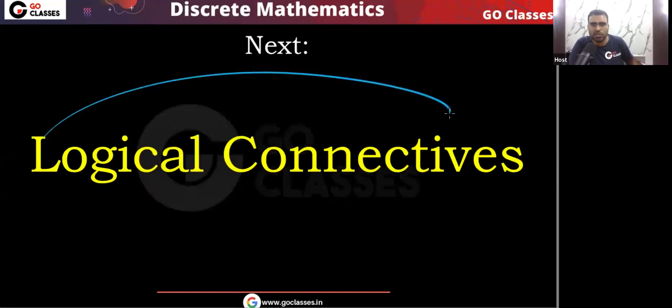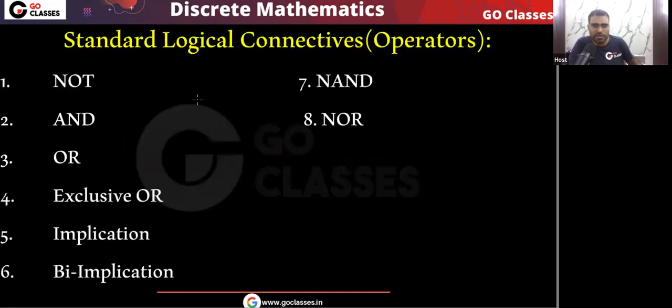Now let's see logical connectives. This is our next topic, logical connectives. These are the standard logical connectives that we need to study. You can call them operators or you can call them connectives. We need to study these logical connectives: negation (not), and, or, exclusive or, implication, bi-implication, and nor. So these are the standard logical connectives we need to study.